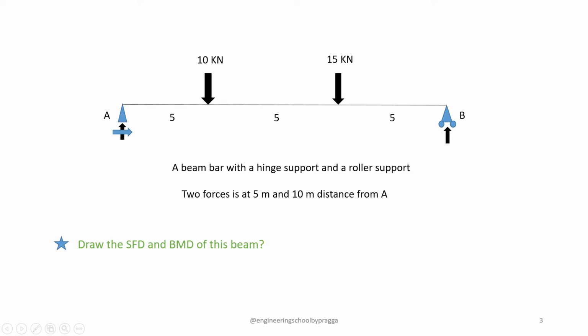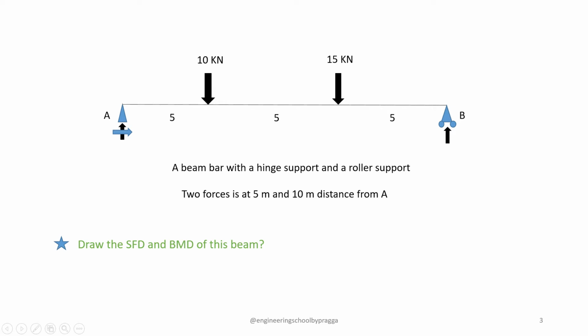Here I have drawn a beam bar that has a hinge support and a roller support. At A a hinge support has been drawn, and at B a roller support has been drawn. We know that a hinge support has two directions, one vertical and one horizontal, whereas a roller support has only a vertical direction and no horizontal direction.